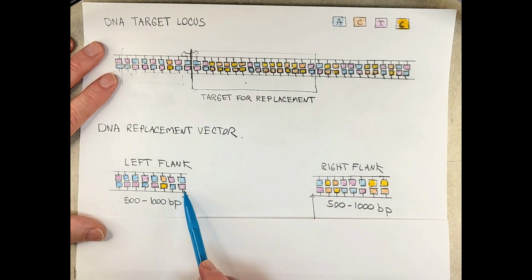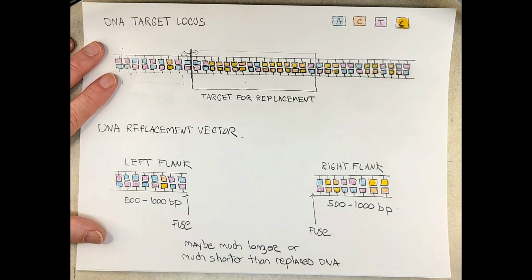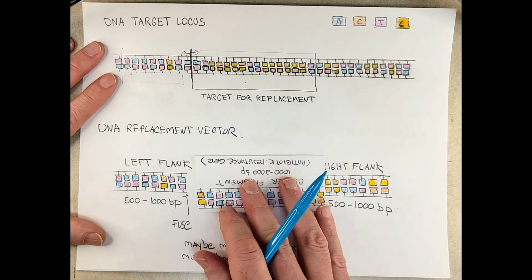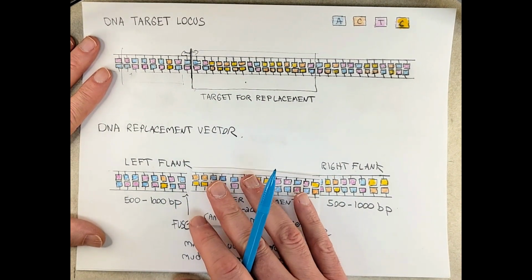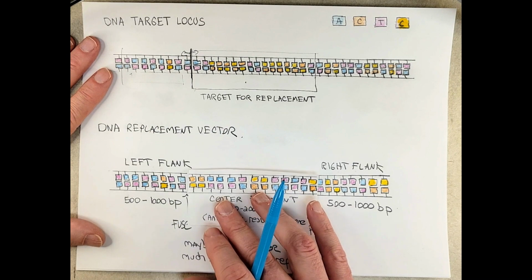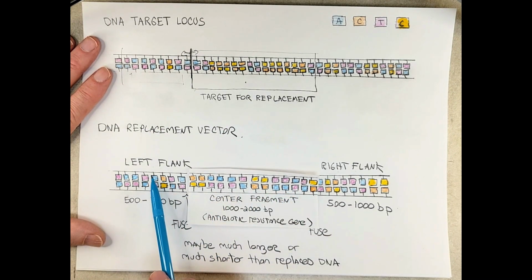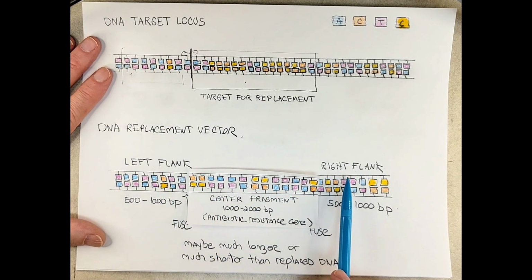The next step is to fuse the left flank and the right flank to what we call a center fragment. So let's see, I have this right here. Let's say this is the center fragment we're going to fuse this to. There are many different ways. In this case, we would have 3 DNA fragments: the left flank, the right flank, and what we're calling the center fragment. And there are many ways to fuse these.